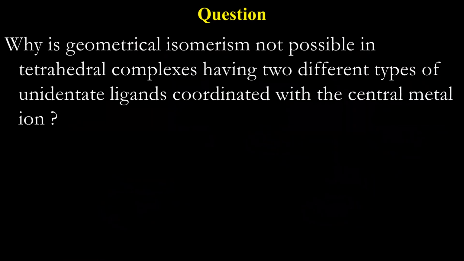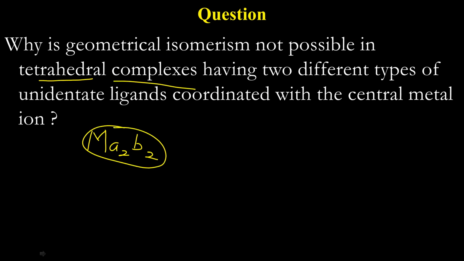Now the question: why is geometrical isomerism not possible in tetrahedral complexes having 2 different types of unidentate ligands coordinated with the central metal ion? The reason for this question is, I said Ma2B2 will show cis and trans isomerism, right? Here the question is, why is geometrical isomerism not possible in tetrahedral complexes, because this can be a tetrahedral complex having 2 different types of unidentate ligands coordinated with the central metal atom.